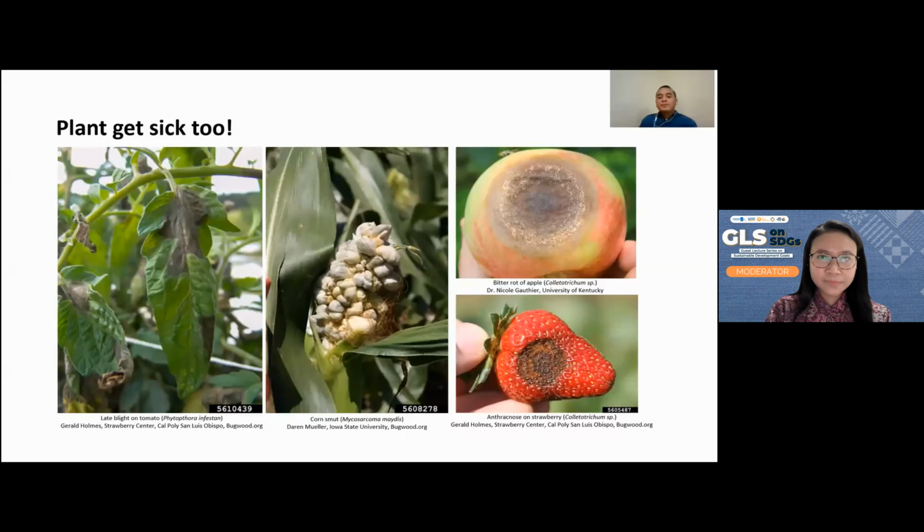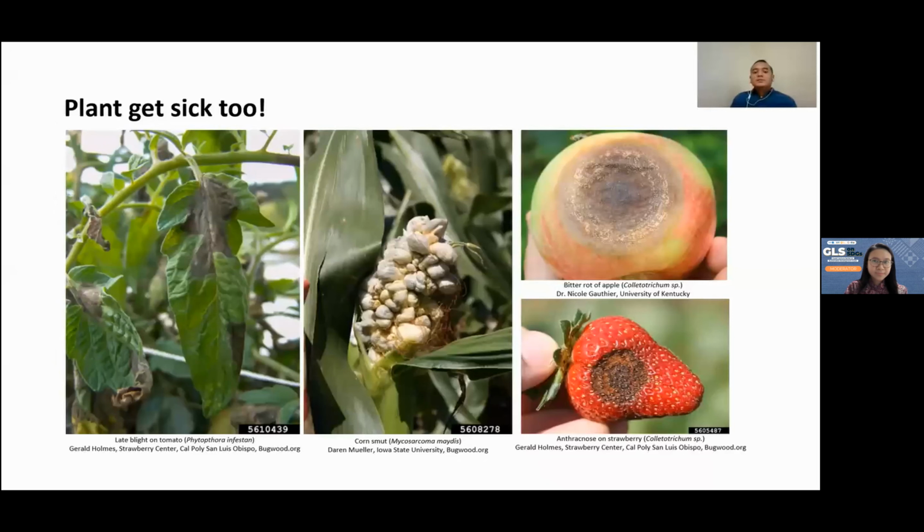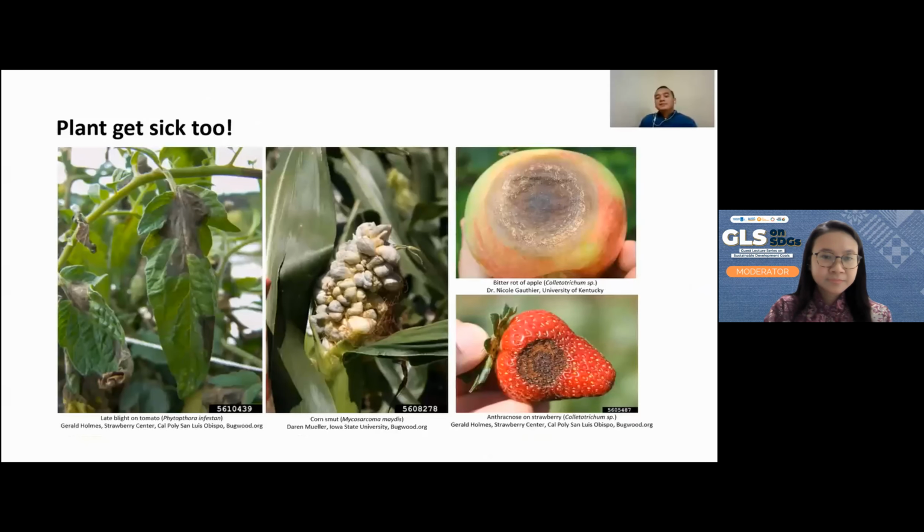Okay, so the point is when we see diseased plants like this, we should worry. We should appreciate plants because plants provide us with food. Plants are the source of food for us, right? So we should appreciate them more, and also appreciate growers who plant food for us, right?